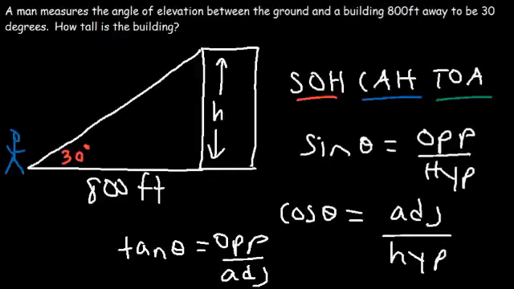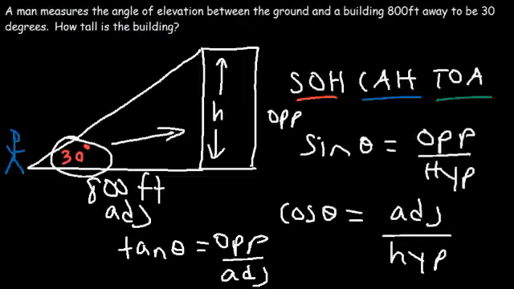So we have three trigonometric functions applicable to this situation. We have the sine ratio, the cosine, and the tangent ratio. Now, which one is most suitable to this specific problem? Should we use sine, cosine, or tangent? So the angle that we have is 30 degrees. Opposite to the angle is the height of the building, which we're looking for. Adjacent to the angle is 800 feet, and the hypotenuse is across the 90-degree angle.